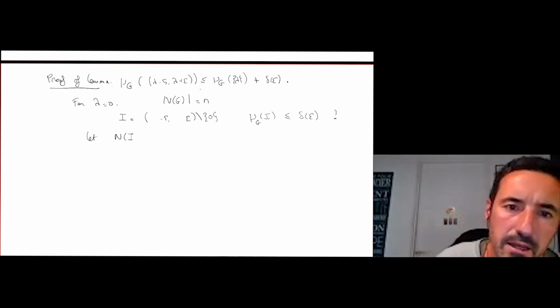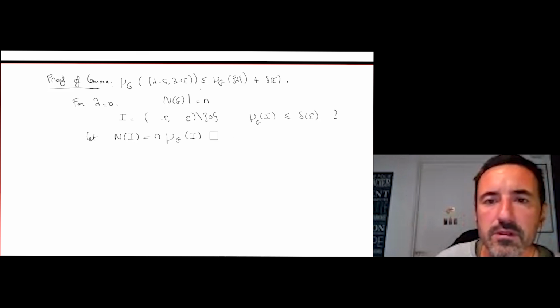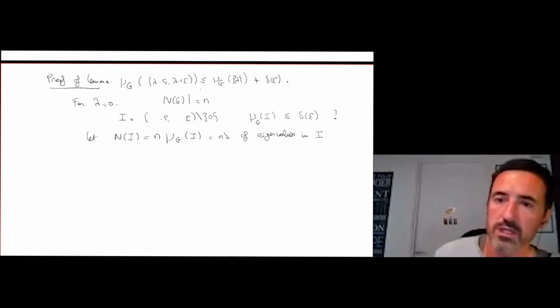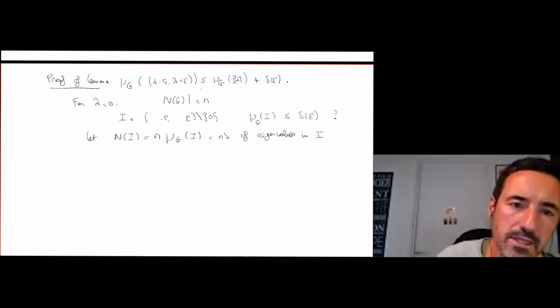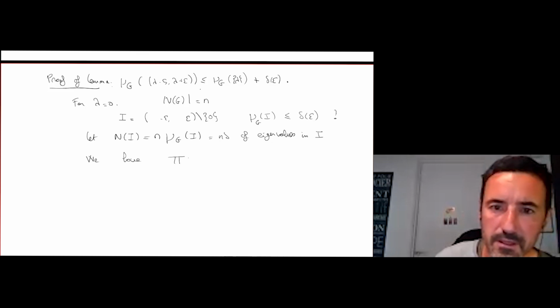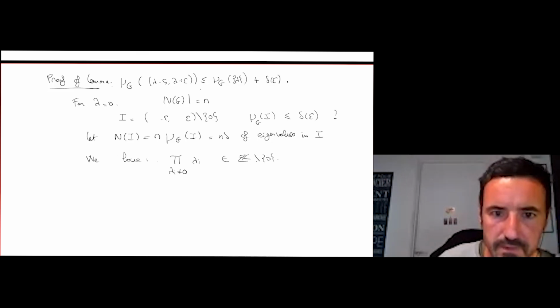Let N_I, which is n times mu g of I, be the number of eigenvalues of the adjacency matrix in I. What is the crucial claim is that if you look at the product of all lambda_i, where lambda_i is an eigenvalue which is different from 0, I claim that this is a non-zero integer. This is a crucial claim.